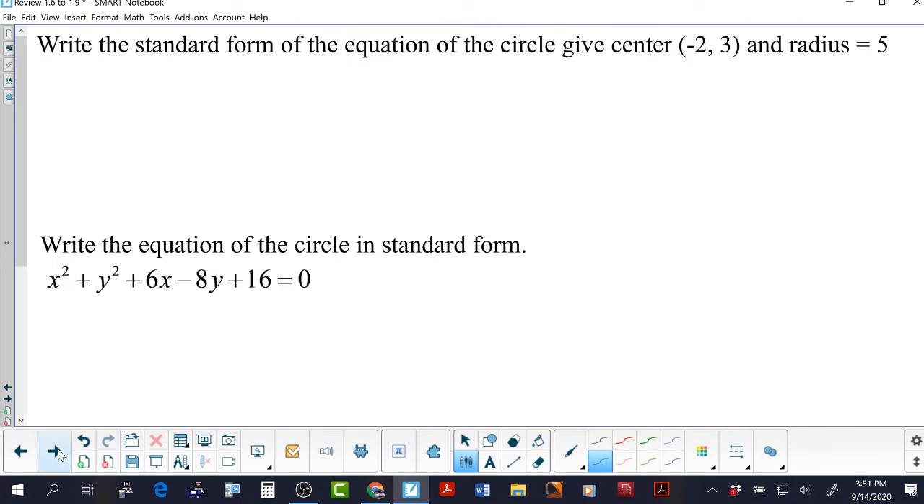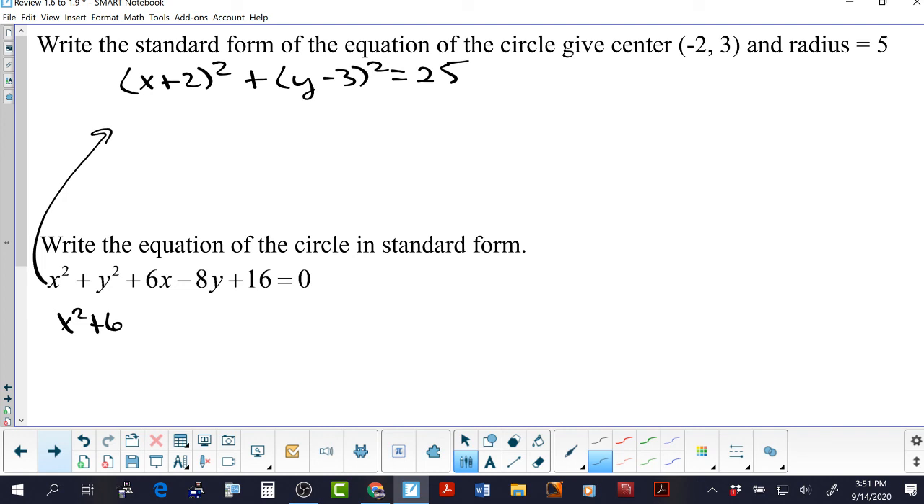Write the standard form of the equation of the circle given center negative 2, 3 and radius 5. Well, this is just the Pythagorean theorem. It says a squared plus b squared equals c squared. And then on here, we're going to write the equation. We're going to make this look like that.